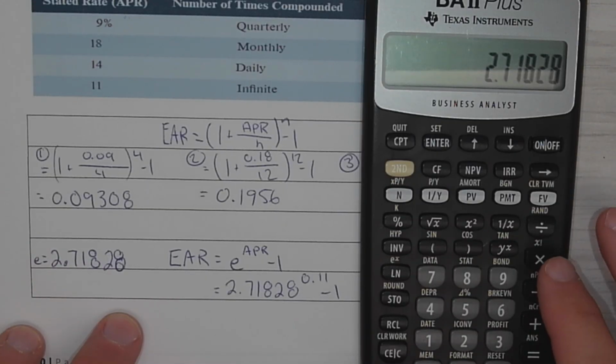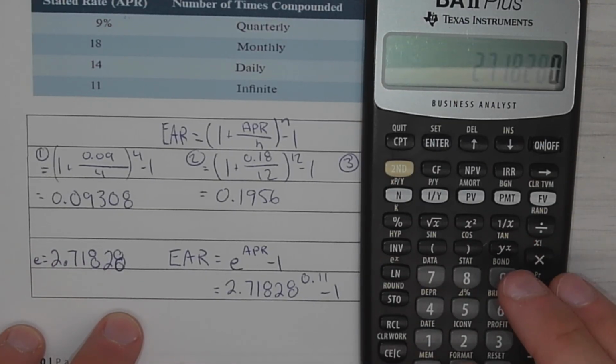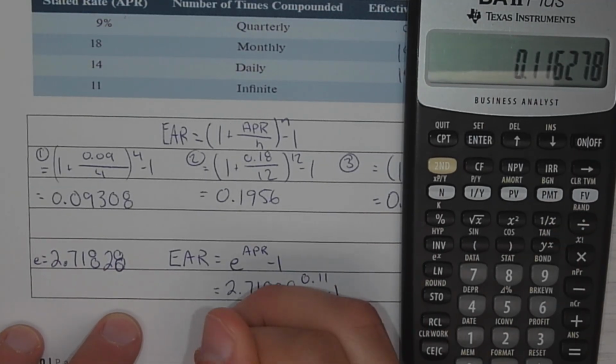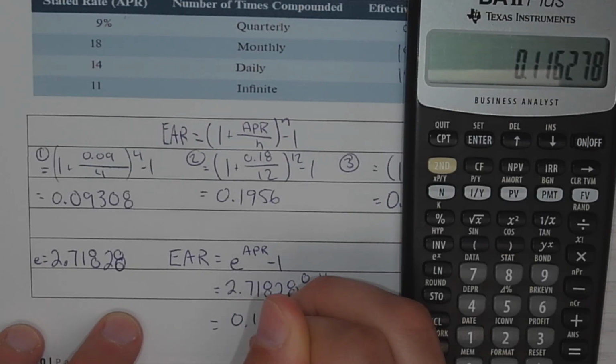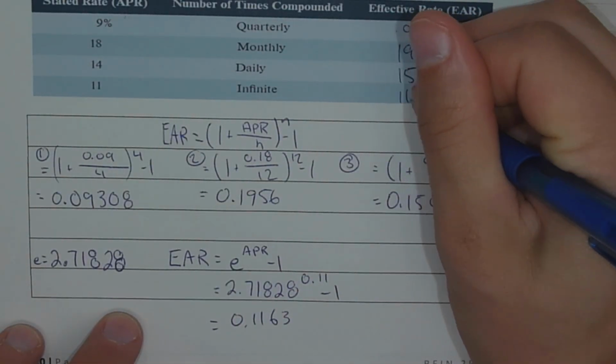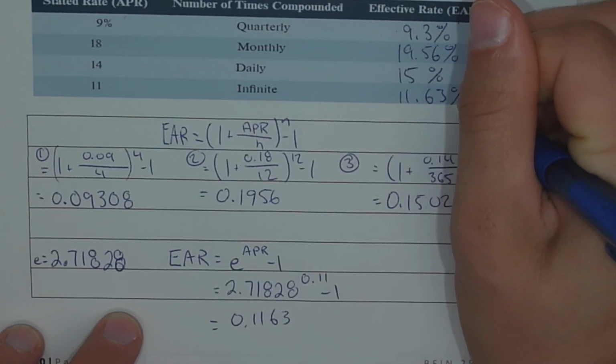2.71828 to the power of 0.11. And we get 1.11627 minus 1. And we get an effective rate of 0.1163, or 11.63%.